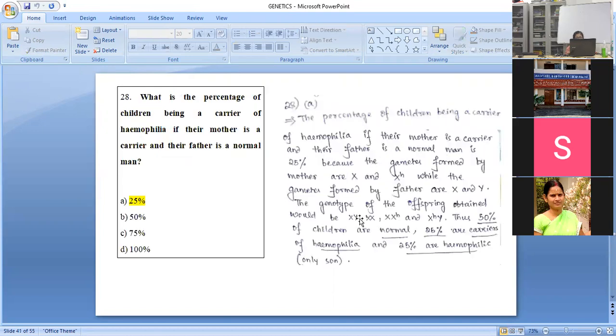Again, there are various types of thalassemia. Now, what is the percentage of children being a carrier of hemophilia if the mother is a carrier and the father is a normal man?